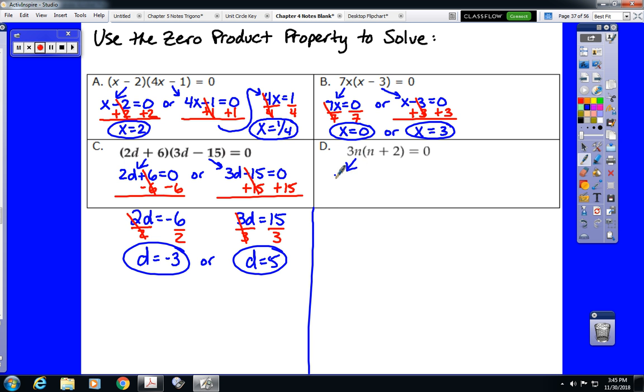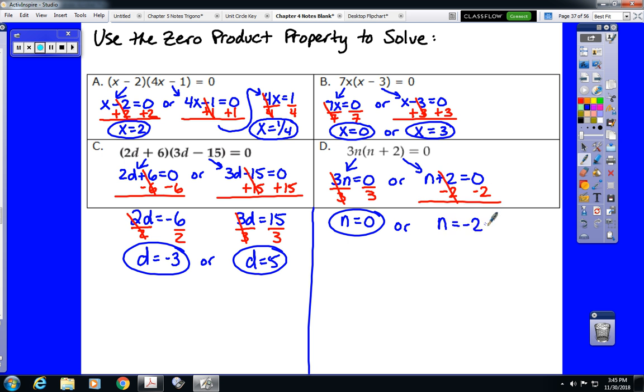Same thing on letter D. We would set 3n equal to 0, or we would set n plus 2 equal to 0. Each of those is a one-step equation, so the first one we would divide by 3. 0 divided by 3 is still 0, so our first solution is 0. And on the other one, we're going to subtract 2 from each side, which would give us n equals negative 2 for our second solution.